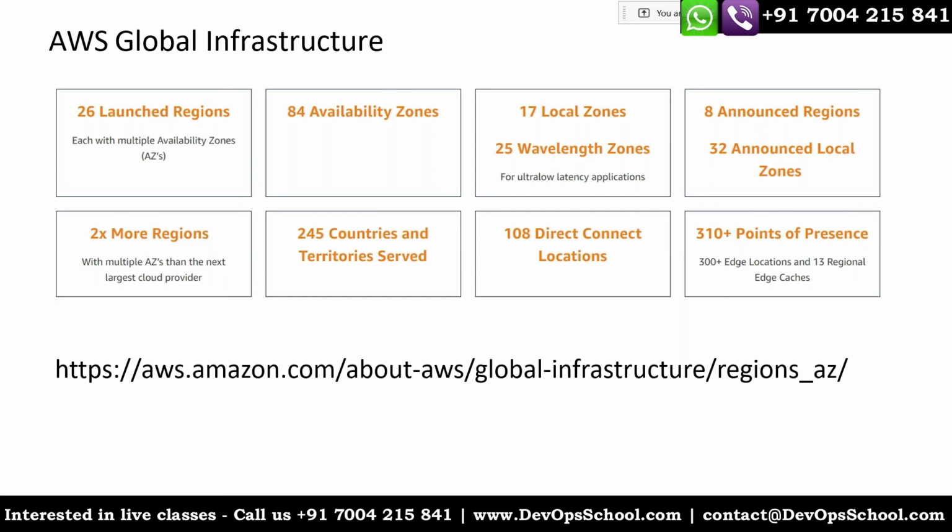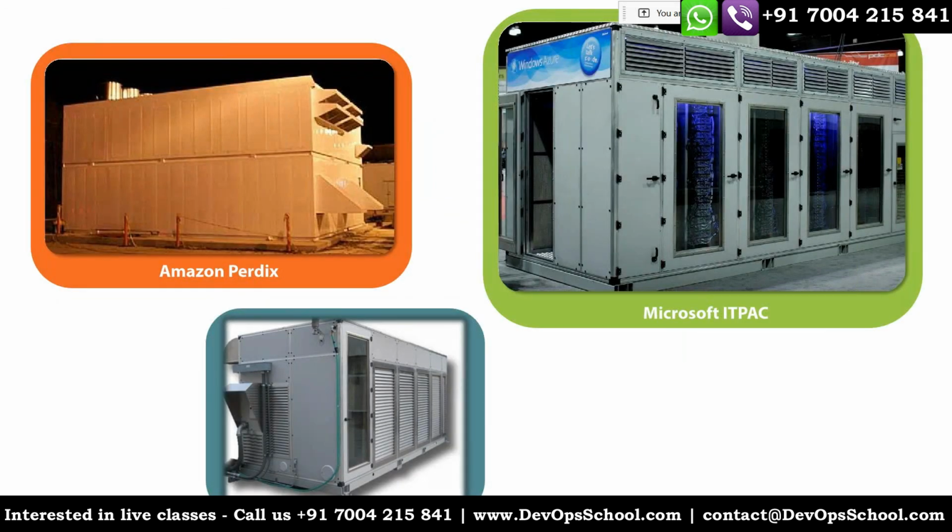So this is a region and availability zone. Now this picture is very interesting. Let's say AWS wants to add some more compute or storage units. Look at this, their containers. They basically ship this container and just plug it in with the power, and automatically auto scaling happens. Are you able to understand that?